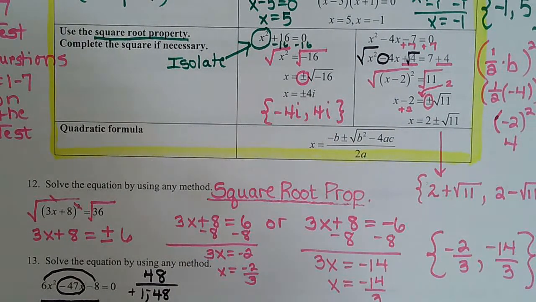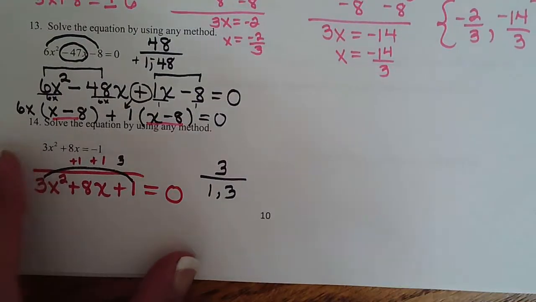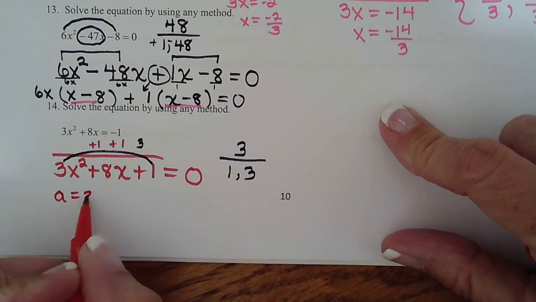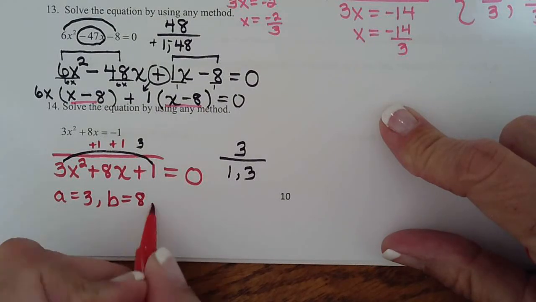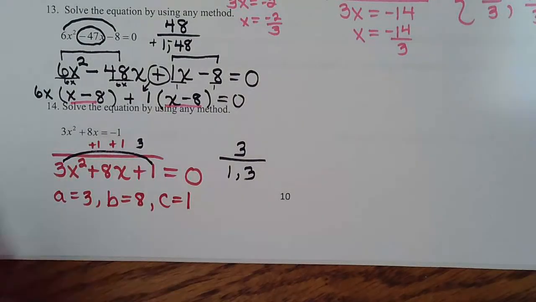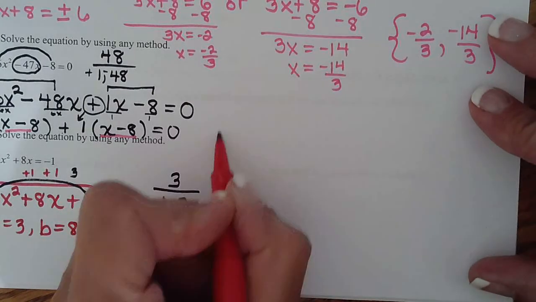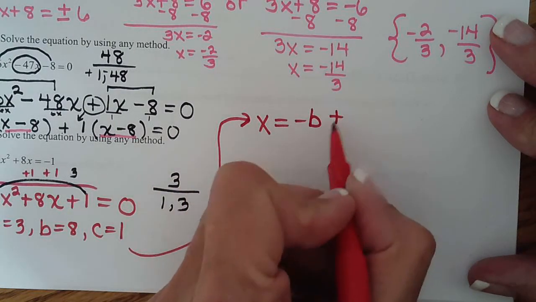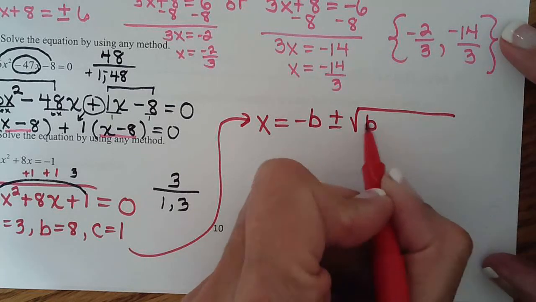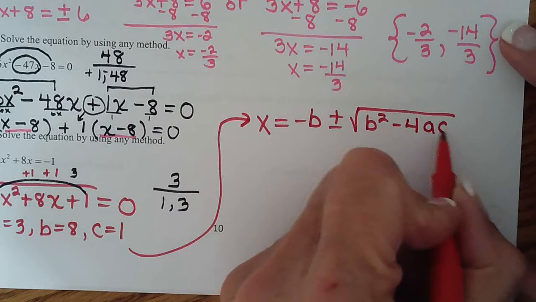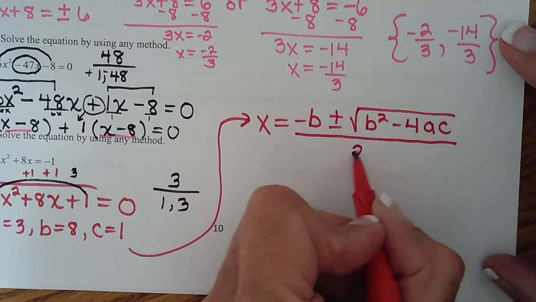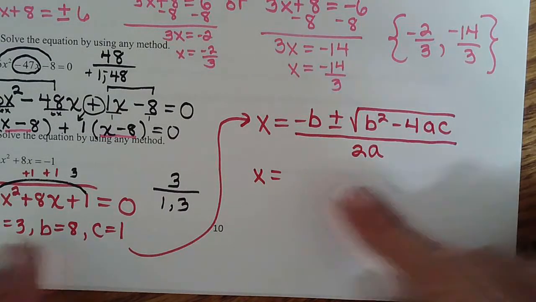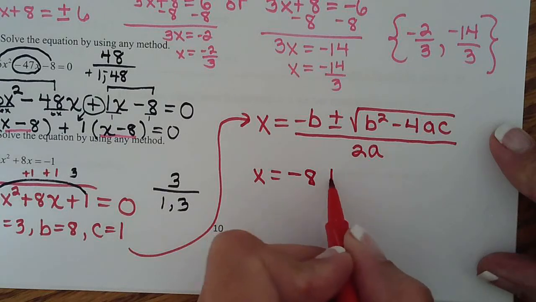So now we have a fail-proof plan. If something doesn't factor, then we can use it. So this is A equals 3, B equals 8, C equals 1. And let's go ahead and write our quadratic formula. X equals opposite of B plus or minus square root of B squared minus 4AC all over 2A.